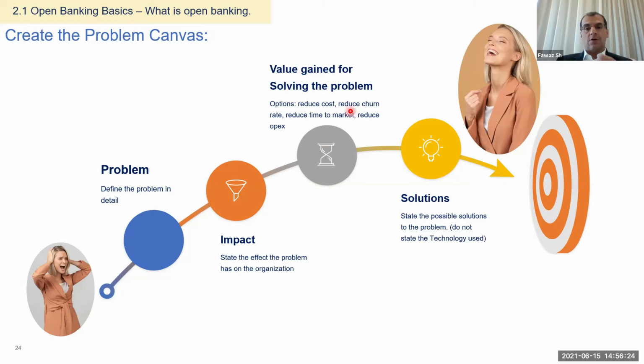Are you going to reduce cost? And if so, by how much? Are you going to reduce churn rate? Are you going to reduce time to market? Are you going to reduce OPEX rate? If you solve this problem, you go for that specific problem.